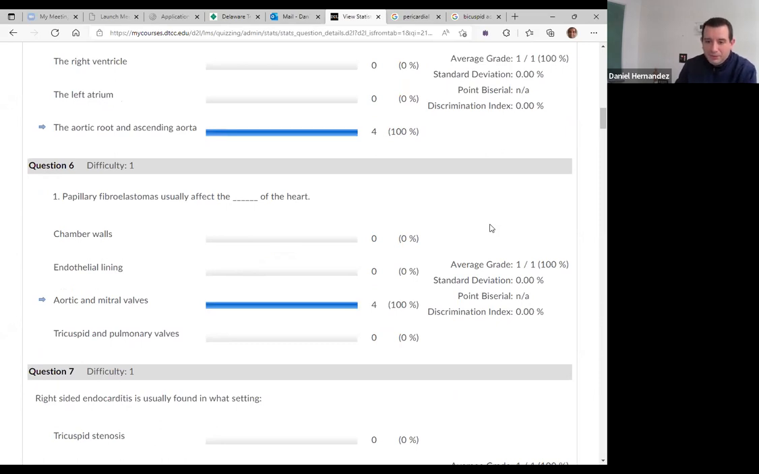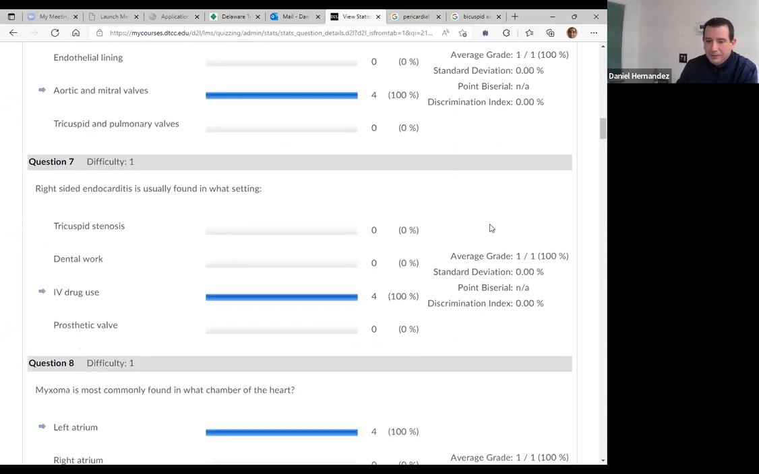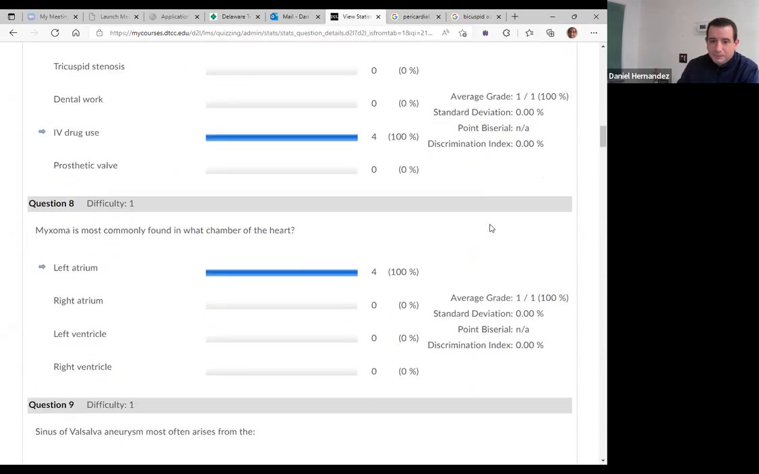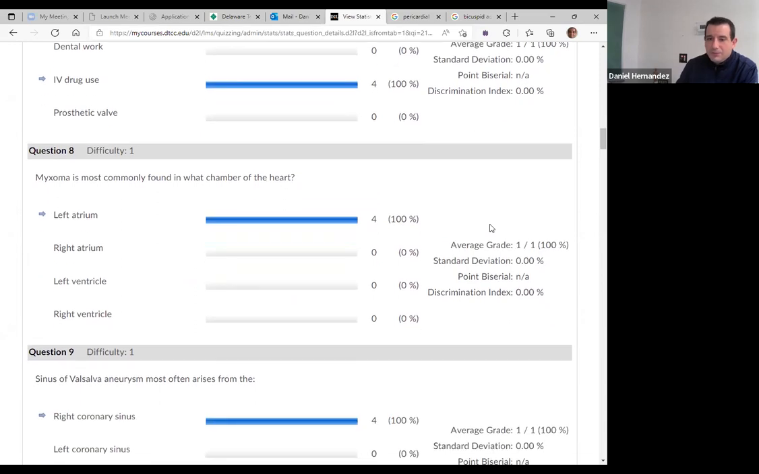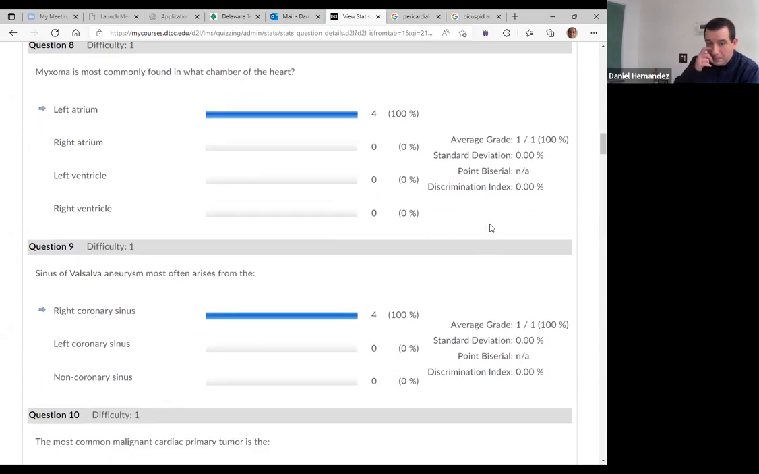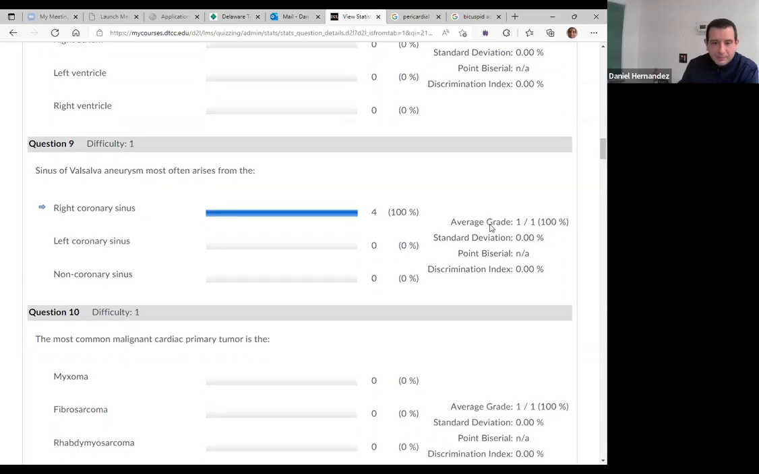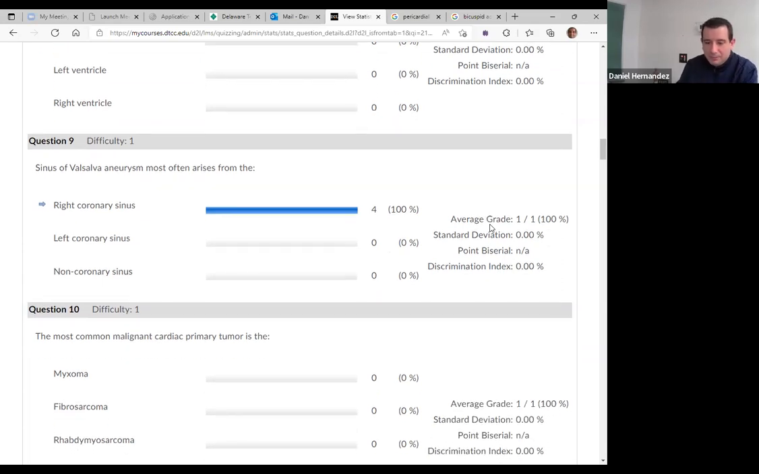Papillary fibroelastomas usually affect the aortic and the mitral valves, left side of the heart. Right-sided endocarditis is usually found with intravenous drug abusers. Myxoma is most commonly found in the left atrium. Sinus of Valsalva aneurysm most often arises from the right coronary sinus, so we can oftentimes see it protruding into the right atria.